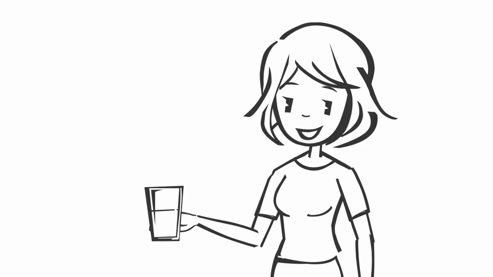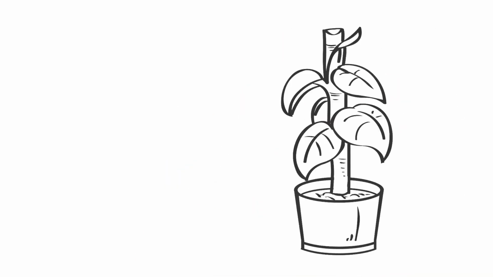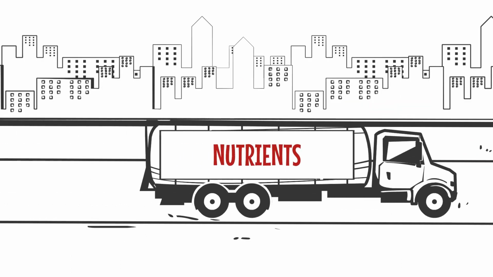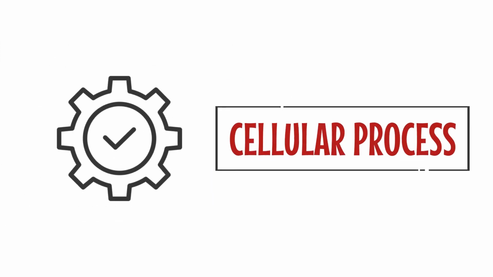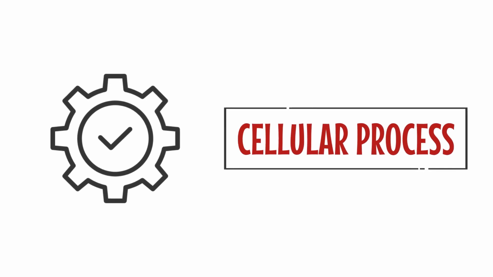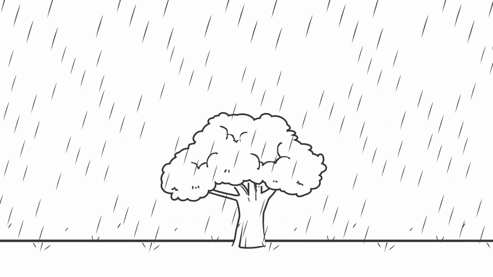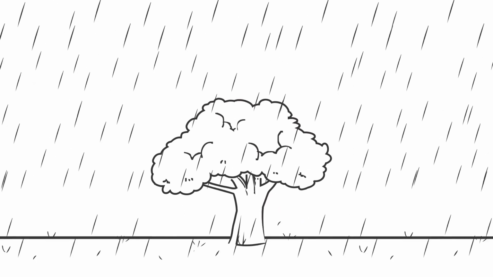The fifth factor is water. Just like we need water to survive, plants need it for respiration too. Water helps transport nutrients and maintain cellular processes, which are crucial for respiration. So, keeping plants well hydrated is essential for their respiratory health.